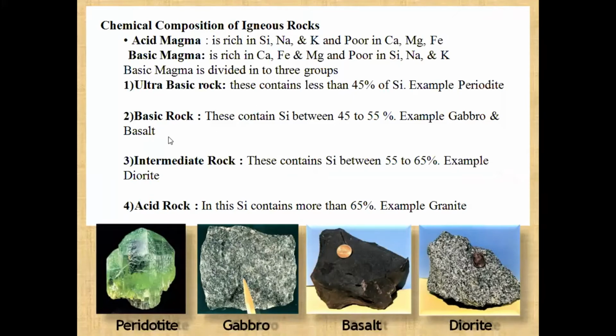Then come the intermediate rocks. As you remember, on our visit to the museum, we saw some salt and pepper type of texture, and we call it diorite.